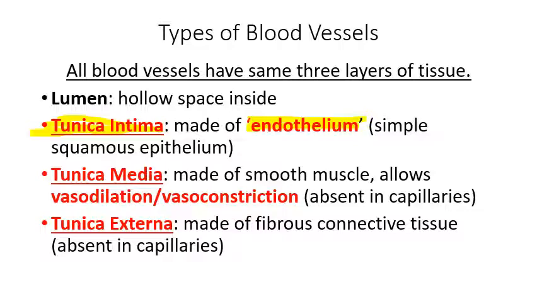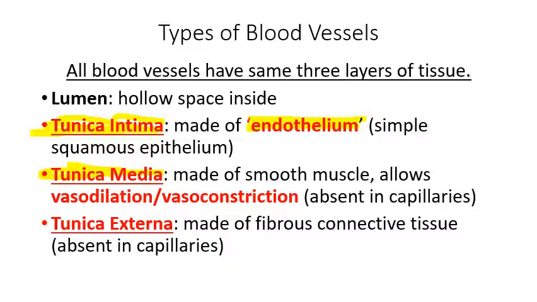Tunica is the Latin word for a shirt. And intimate means very close to. So tunica intima literally translates as an undershirt, right? It's the inner shirt of the blood vessel. The tunica intima is made of endothelium, and that of course is just simple squamous epithelium. Then in the middle, the smooth muscle, we give it the name tunica media, meaning the middle shirt, right? The middle tunic.